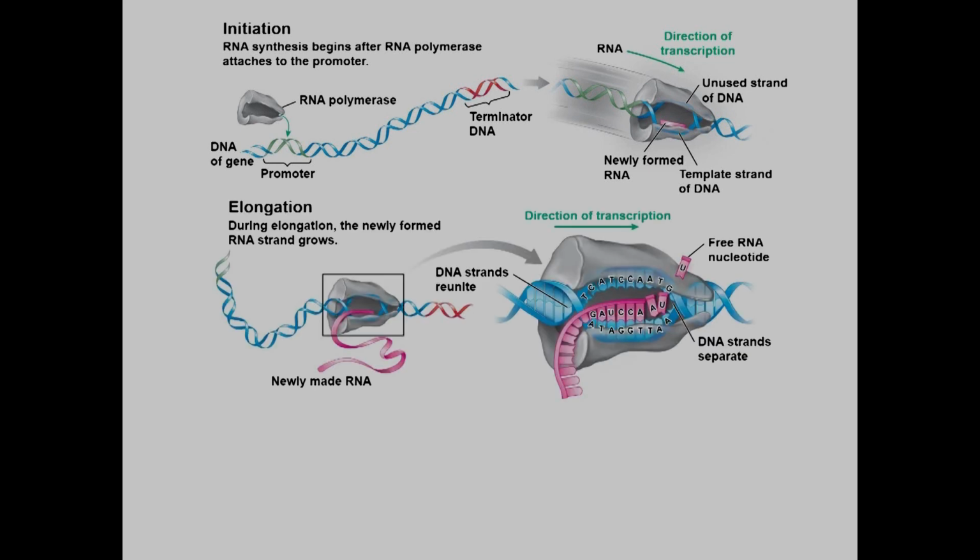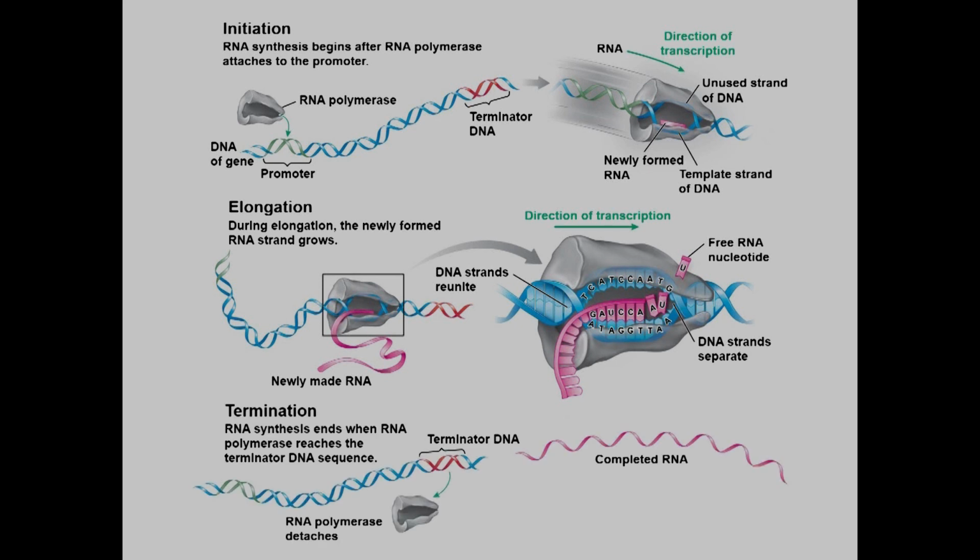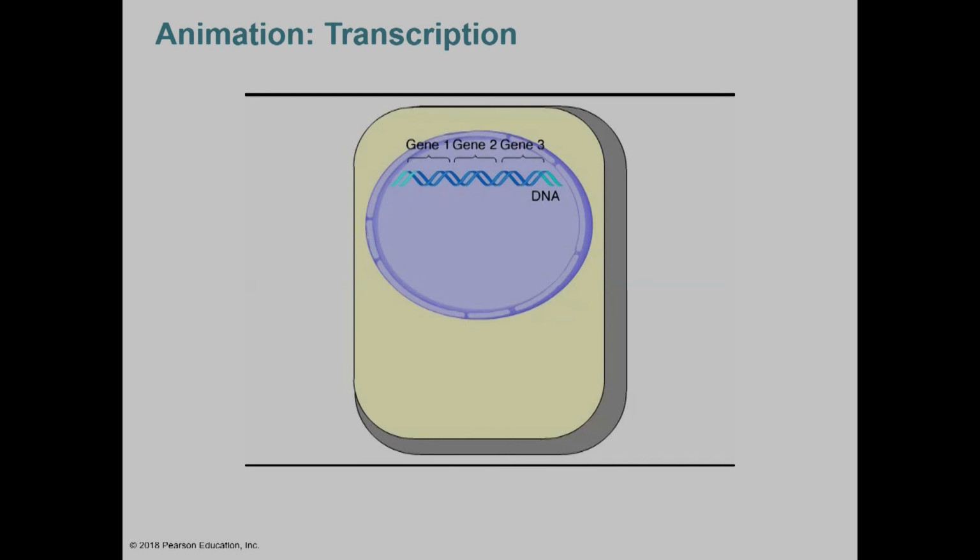The next step is elongation. During elongation, RNA polymerase will read the DNA and will add free RNA nucleotides to make the RNA. This will continue until the RNA polymerase reaches the termination sequence. The terminator DNA or termination sequence tells the RNA polymerase that it has reached the end of the gene and therefore the RNA is complete. This is the termination step. If you're not comfortable with how this works, there's a lovely animation about it in the PowerPoint.